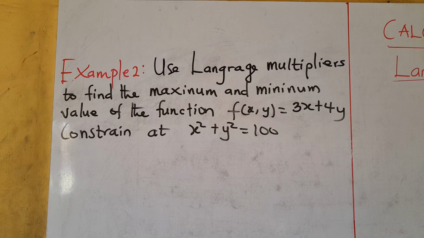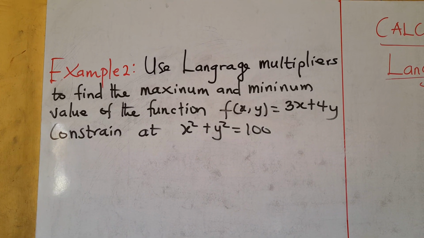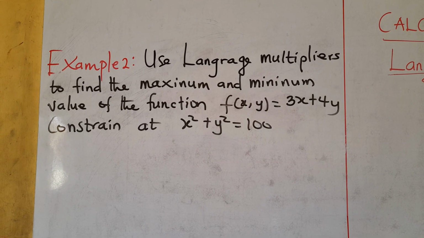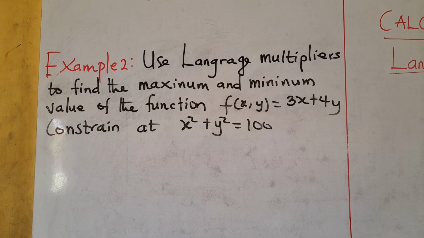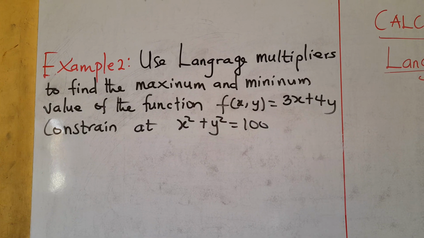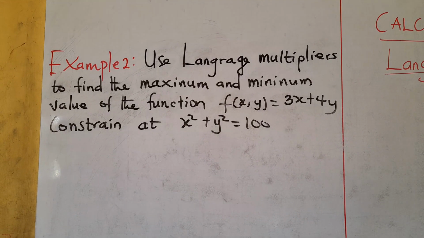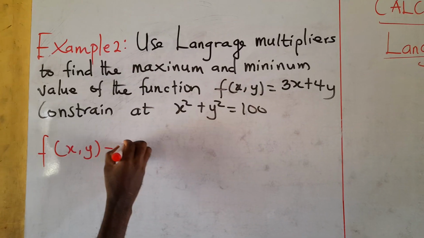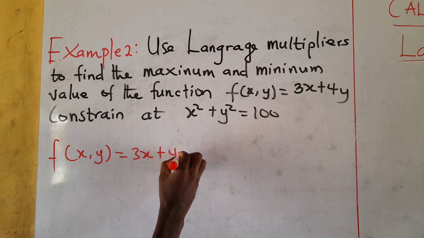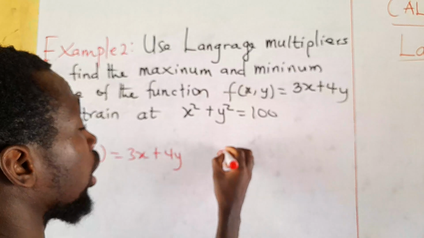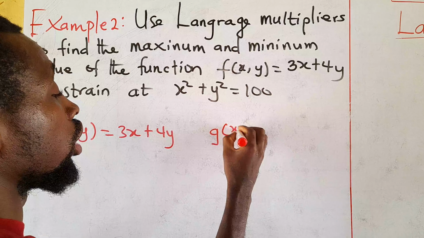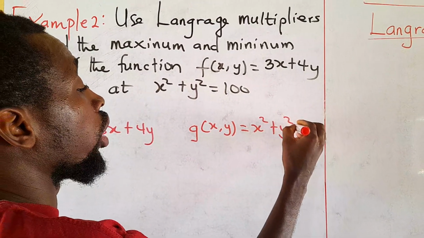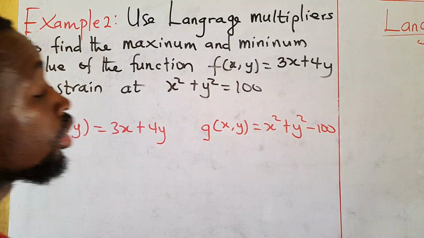They say use Lagrange multipliers to find the maximum and the minimum value of the function f of x and y equal to 3x plus 4y, constrained at x squared plus y squared equal to 100. So what do we need? We need our objective function, which is equal to 3x plus 4y, and our constraint function g of x and y, which will be equal to x squared plus y squared minus 100.